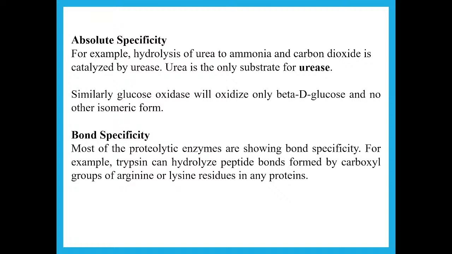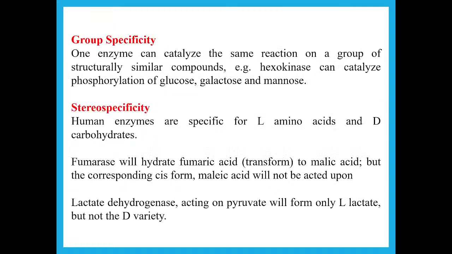Now comes absolute specificity. Hydrolysis of urea to ammonia and carbon dioxide is catalyzed by urease; it is specific for urea. Then bond specificity: most proteolytic enzymes show bond specificity. Trypsin can hydrolyze peptide bonds formed by the carboxyl group of arginine or lysine residues in any protein. Absolute specificity and bond specificity come under separate headings, as in the estimation of urea by urease and bond specificity by the carboxyl group of arginine and lysine.